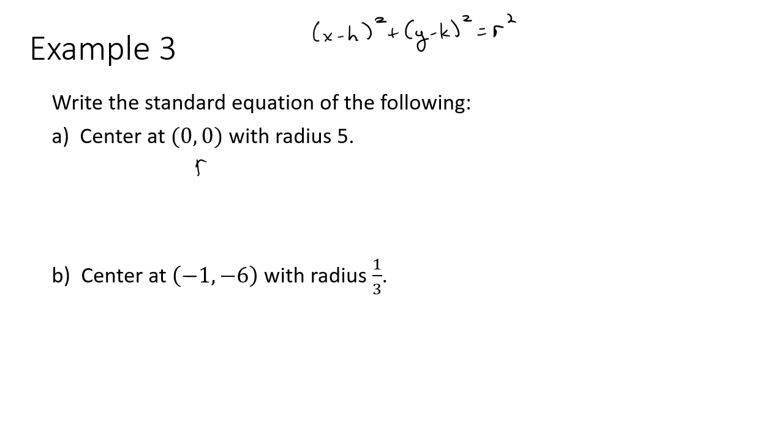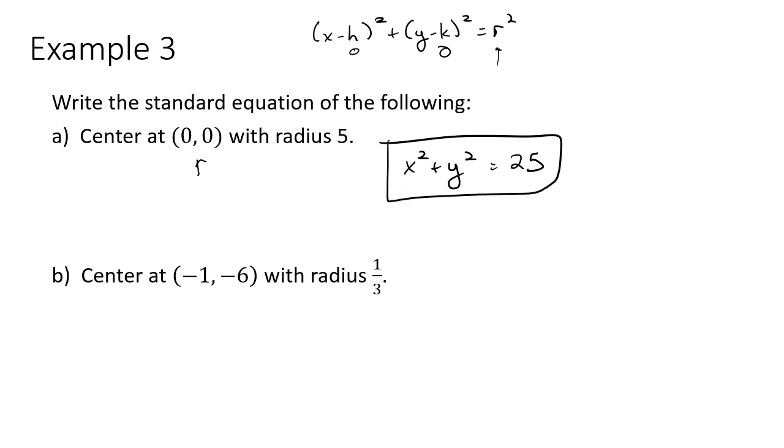So for part A, if the center is 0, 0, the origin, we just get x squared plus y squared. And if we want a radius of 5, and the right-hand side is r squared, this would be equal to 5 squared, or 25.